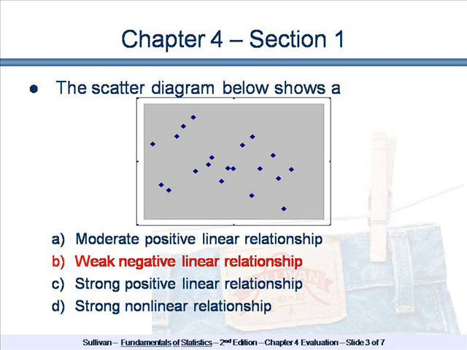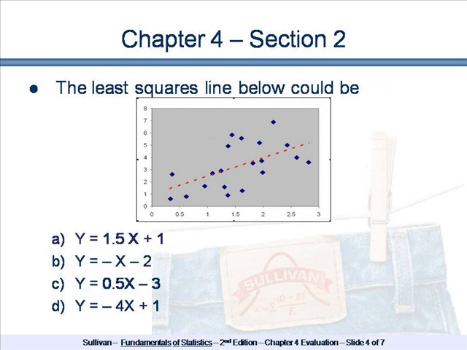Weak negative linear relationship. These are the types of words you're going to use when you describe a set of data. The least squares line below could be, if we look at the red line, it has a positive slope. So if you look at your choices here, that eliminates B and D.